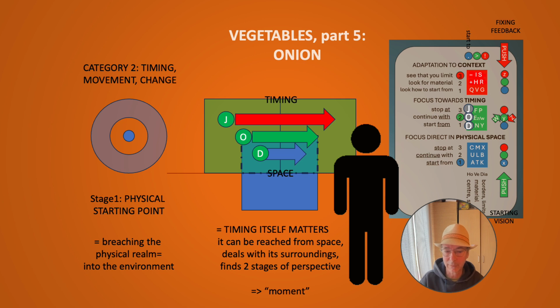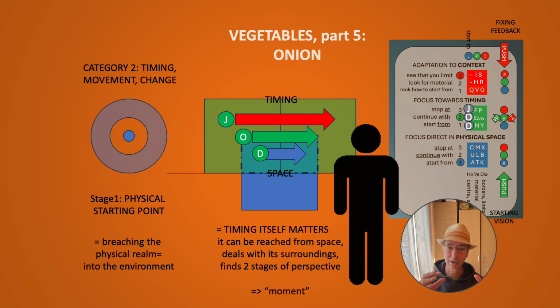It can be reached from space. It deals with its surroundings, and it finds two stages of perspective. Why two? In physical space, you have only one focus. In timing, because it's in the middle, you need these two focuses because you're aware of what is changing and so on. So you always need two stages. In timing, you need before, after, and that kind of thing.